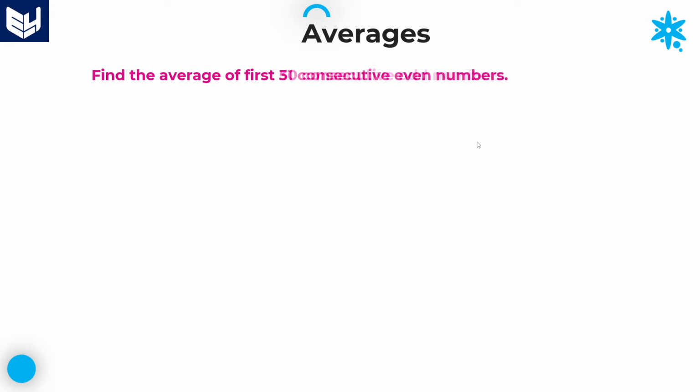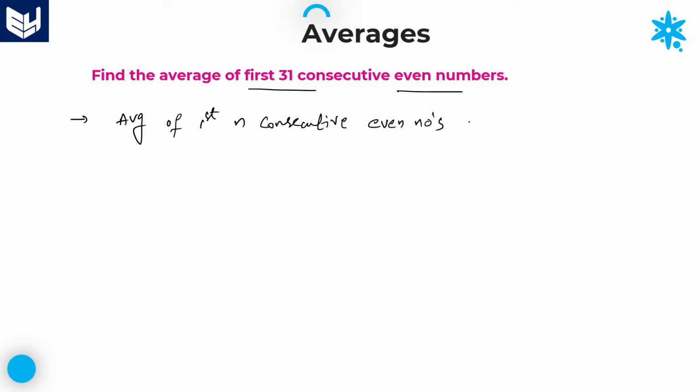Let's move on to the next question. Here it belongs to even numbers. Average of first 31 consecutive even numbers. Here the concept is the average of first n consecutive even numbers. The average of first n consecutive even numbers is equal to n plus 1.